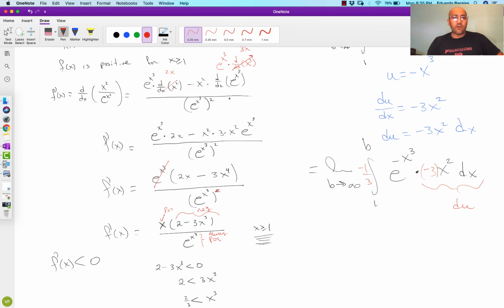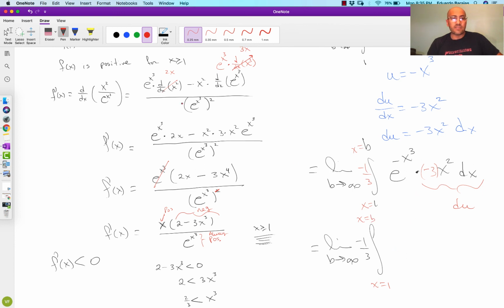Okay, and so now I can do my substitution and say that this is equal to the limit as b goes to infinity of the integral. There's a negative 1/3 out here, negative 1/3. And to be perfectly direct with this, x goes from 1 to b. So I'm going to keep those limits there, because now I'm going to change my limits of integration.